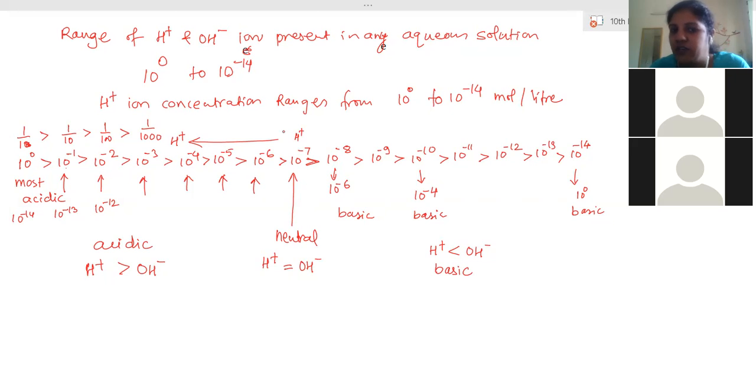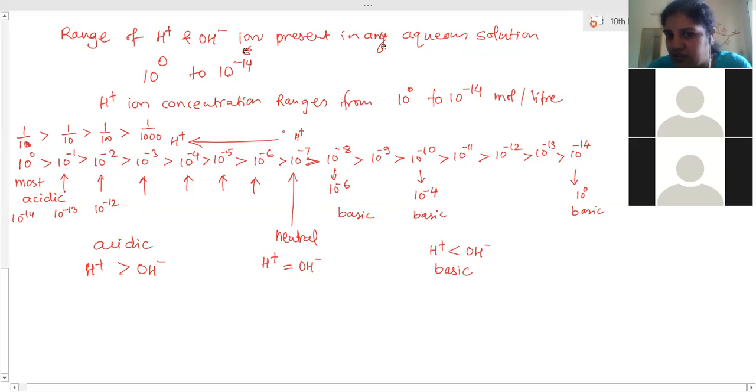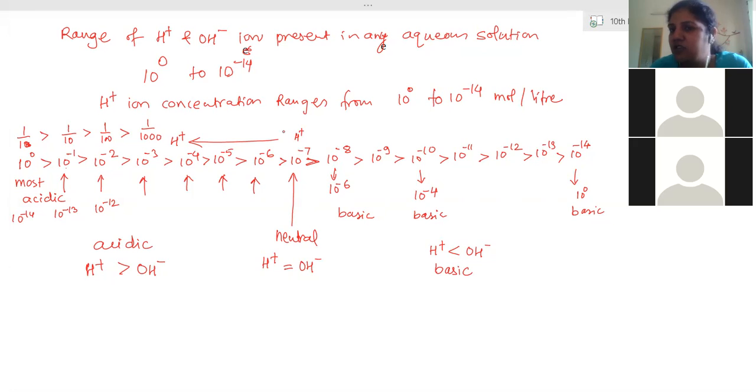And on the right hand side, the H plus ion concentration goes on decreasing, and the OH minus ion concentration goes on increasing. So all the solutions whose H plus ion concentration is from 10 to the power minus 8 to 10 to the power minus 14 have more OH minus ions as compared to H plus ions. So therefore, these solutions are basic in nature. Is this clear? Yes, ma'am. Is this clear or do I need to explain again?